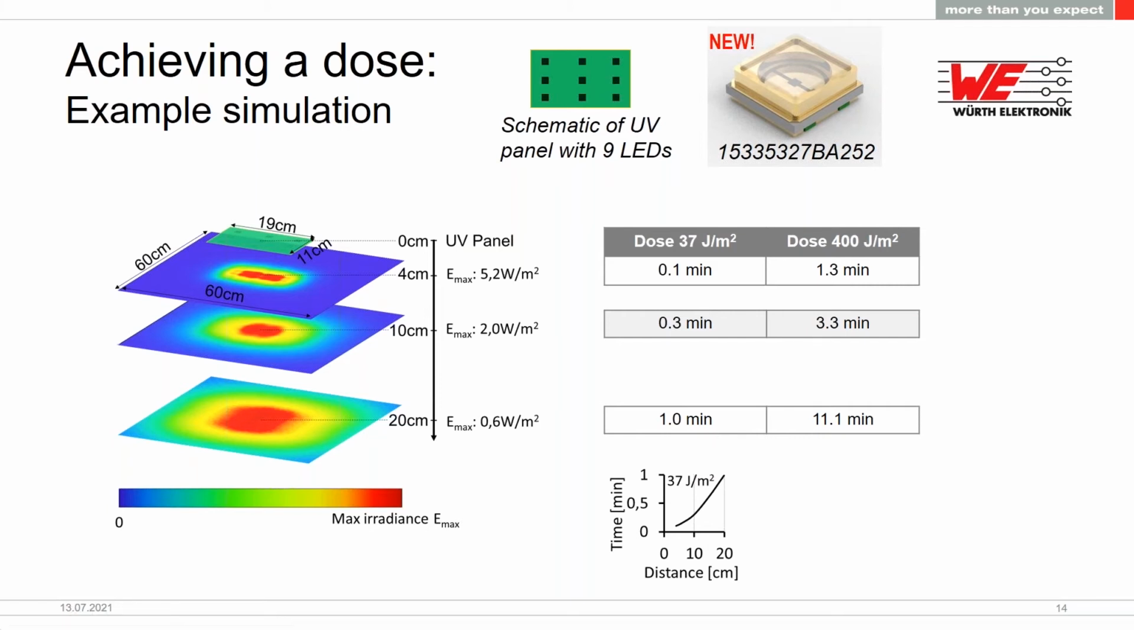So this is also shown in this little graph here down at the bottom. What you see here is that the time needed to achieve a certain dose increases approximately with the distance squared.